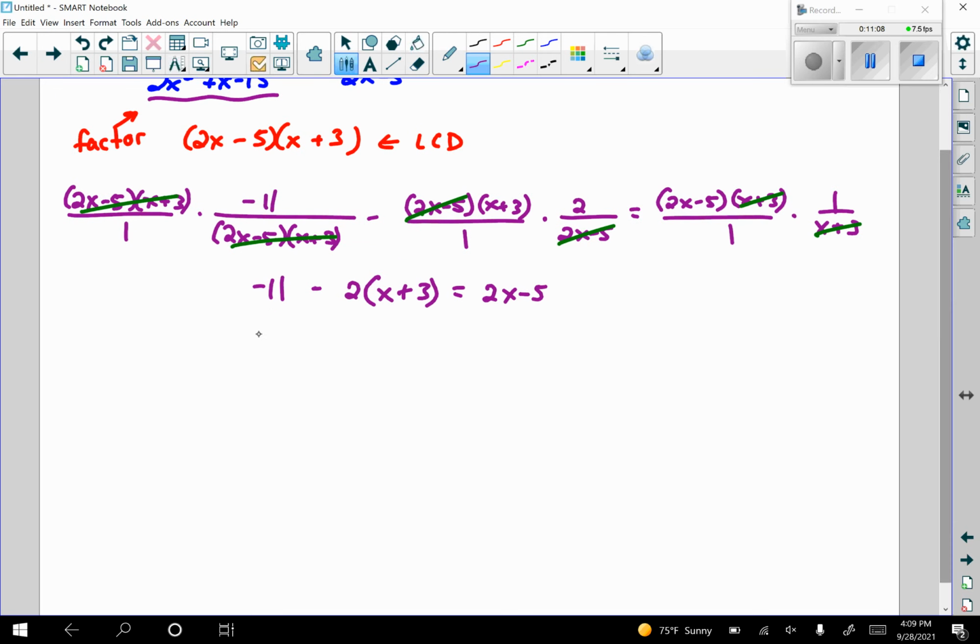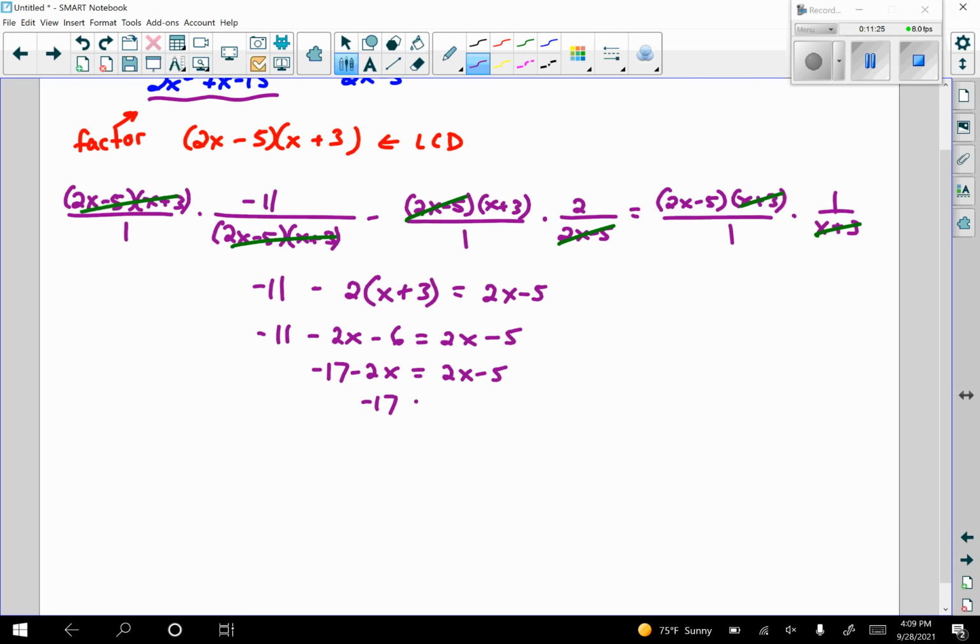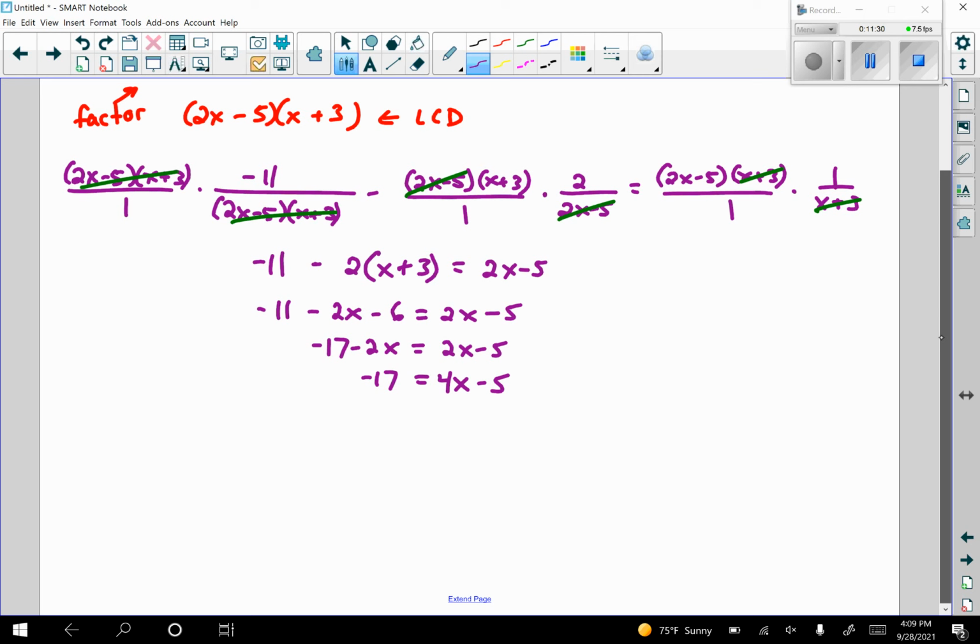All right, and then we'll distribute here. So we get negative 11 minus 2x minus 6 equals 2x minus 5. I'll combine the negative 11 with the negative 6, so we get a negative 17 minus 2x equals 2x minus 5. I'm going to go ahead and add 2x to each side, so that's going to leave me with a negative 17 equals 4x minus 5. And if I add 5, I'll get a negative 12 equals 4x. Divide by 4, so x would equal negative 3.